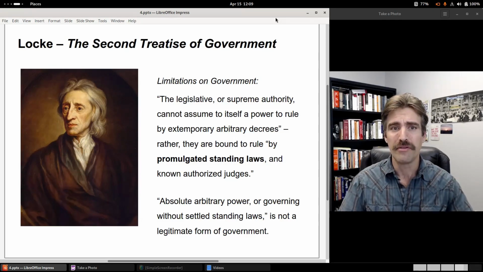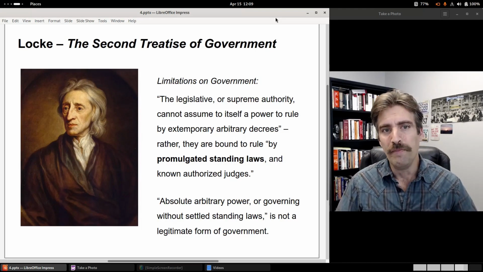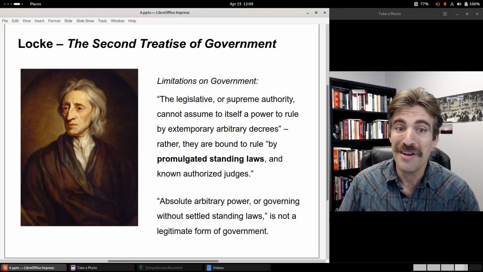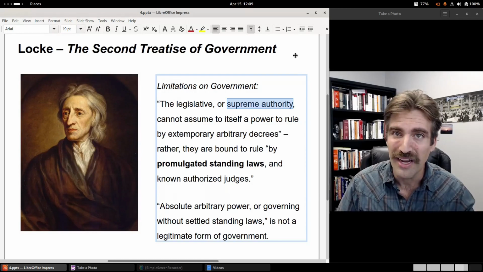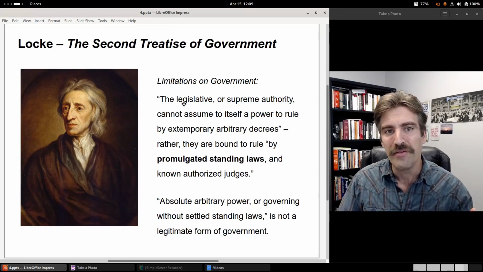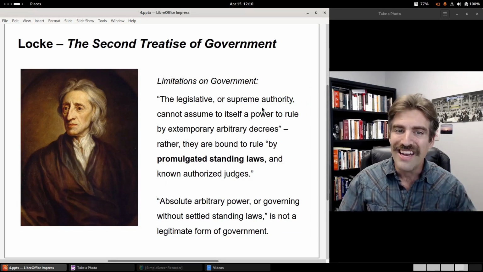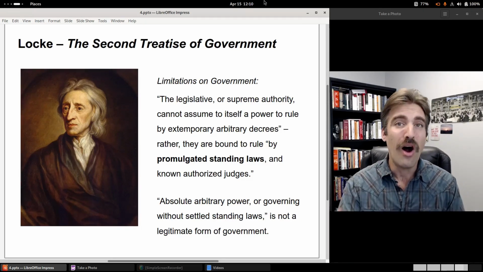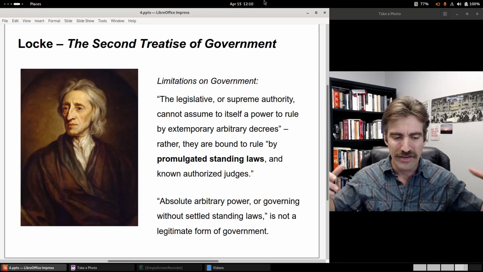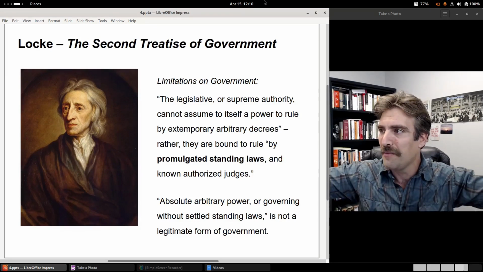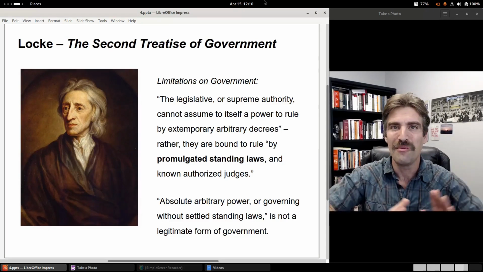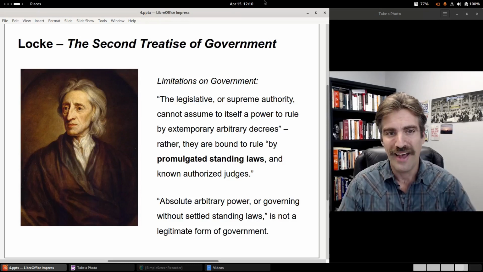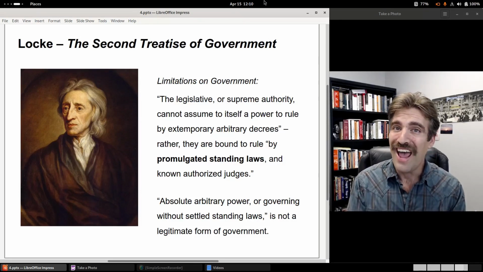Among those limitations, Locke says, quote, "The legislative or supreme authority" - maybe not so supreme, right? Again, only supreme within government. "The legislative or supreme authority cannot assume to itself a power to rule by extemporary, arbitrary decrees," meaning decrees that are just suddenly put out there without any preparation, no announcement, just arbitrarily dealt out. The legislative does not have that power.